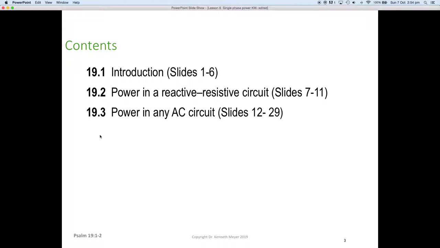So, lesson one, 19.1 introduces our introduction, slides 1 to 6. 19.2, power in reactive resistive circuits, slides 7 to 11. And then 19.3, or the third part, power in AC circuits, slides 12 to 19.